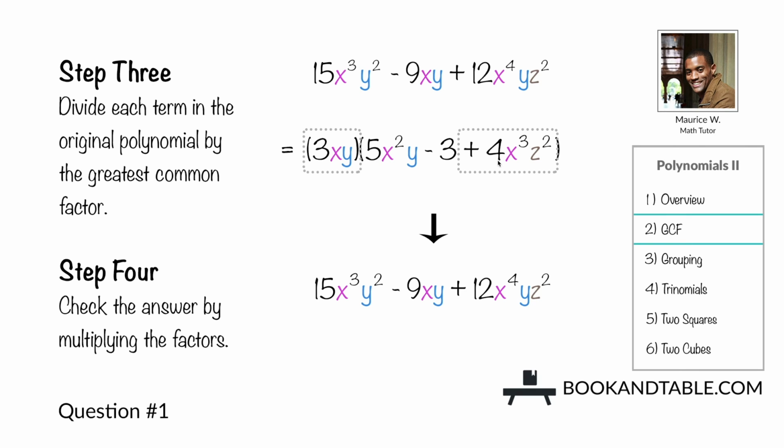X to the first times x to the third is equal to x to the 1 plus 3, which is 4. We only have one y, so we keep that. And we have z squared, so we keep that. So since our final polynomial matches our original polynomial, that confirms that the factors are 3xy and 5x squared y minus 3 plus 4x cubed z squared.